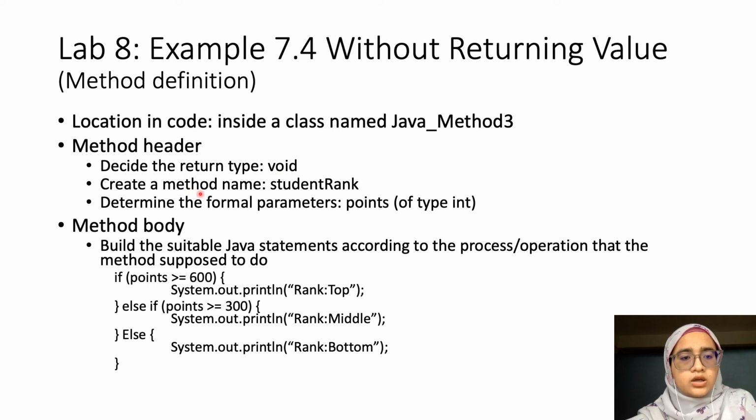Okay, and now we look into the method name, which is student rank. Determine the formal parameters, which is points of type integer. Right, the method body, okay, kita buat apa yang sesuai. Sekarang ni kita nak tentukan kalau seorang student tu dapat 600 point, maka dia dalam ranking yang top. Okay, kalau dia dalam 300 point dan ke atas, dia dalam middle ranking. And the third one, kalau dia kurang daripada 300, maksudnya dia ranking bottom.